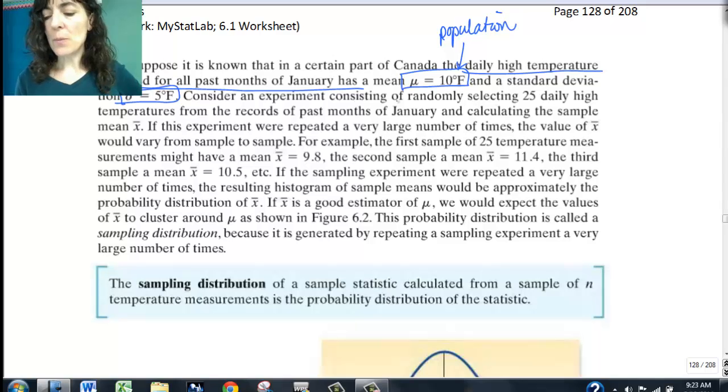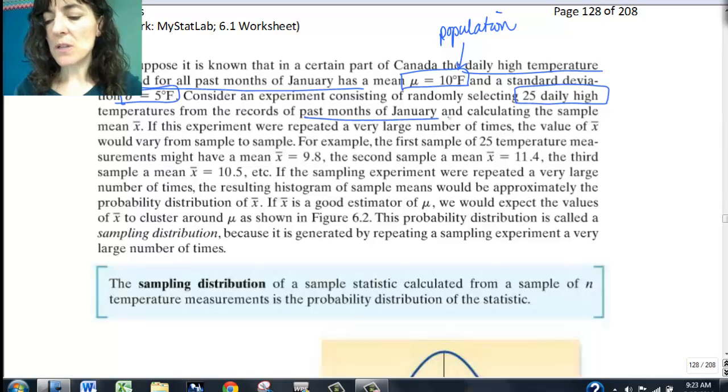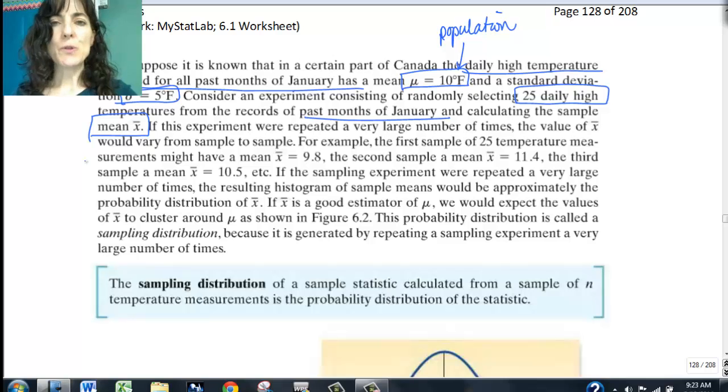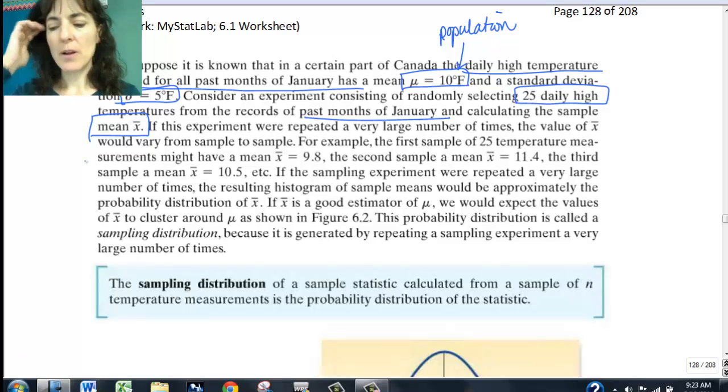Consider an experiment consisting of randomly selecting 25 daily high temperatures from the records of the past months of January and calculating the sample mean X bar. So what we're going to do is go back into the records and randomly choose 25 days, that's our sample, 25, and see what the temperatures were for each of those 25 days and then find the mean of those, which would be X bar. Okay?